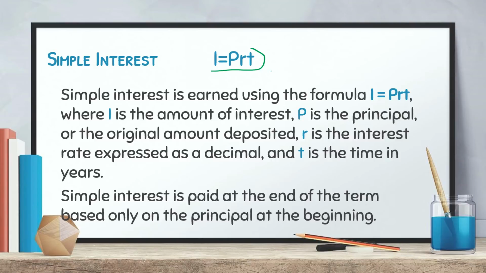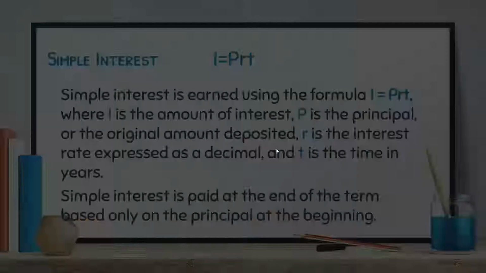So this is the formula up here. Interest equals principal times rate times time, where P is the principal, the starting money. R is the rate, usually given as a percentage. We have to convert it to a decimal. And T is the time in years. Make sure it's always in years. If you get it in months, convert that to years, whether it's a full year or part of a year. Simple interest is paid at the end of the term based on the principal at the beginning.